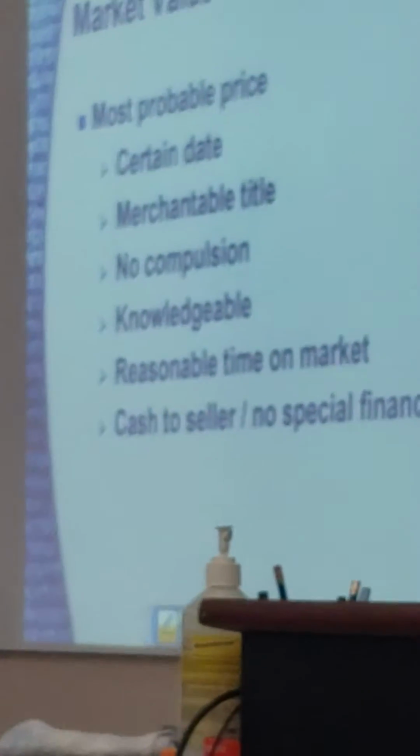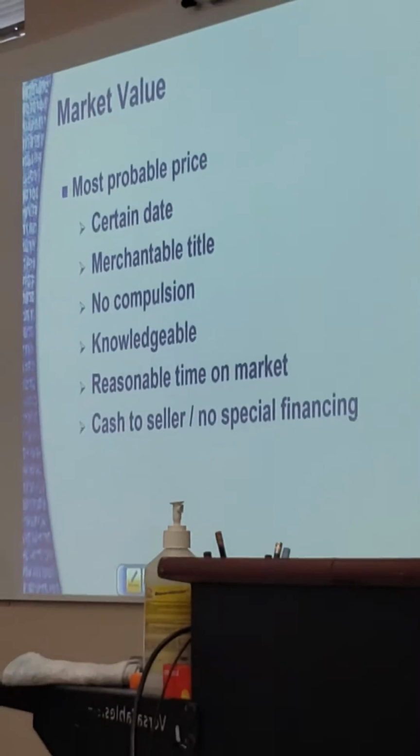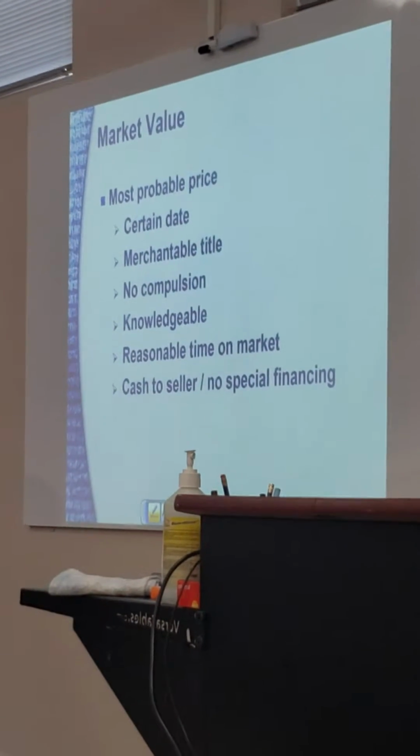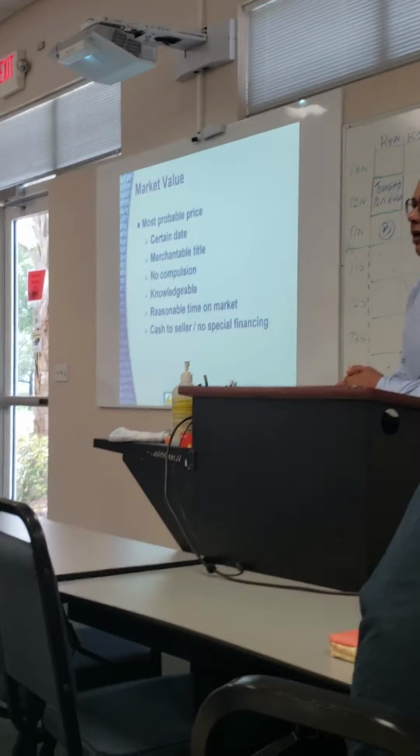The value that is most common in appraising is called market value. And the market value definition is the most probable price the property should bring on a certain date when the owner conveys merchantable title to the buyer, and both parties are under no compulsion to buy or sell, and neither party is without knowledge, and the property is exposed to the market for a reasonable amount of time, and cash to seller, no special financing, and no stimulus. That's what the appraiser goes out there to determine: what is the most probable price this property should bring in an open and competitive marketplace.